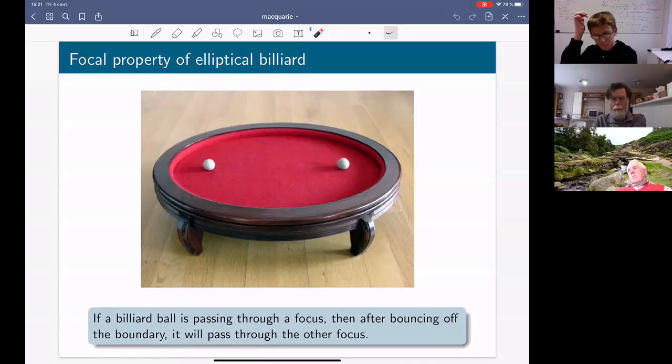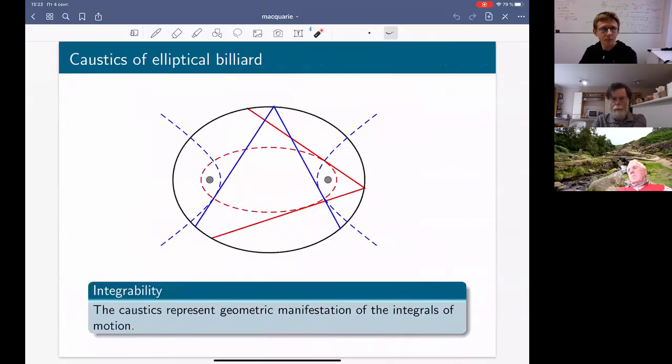Okay, next we can ask what is happening with the trajectories of elliptical billiards if they do not go through any of the foci. What is their behavior? And now they have again a nice geometrical property. Such trajectories always have so-called caustics. That means that there are curves which are touching each segment of such trajectories. So here in the illustration we have two various examples.